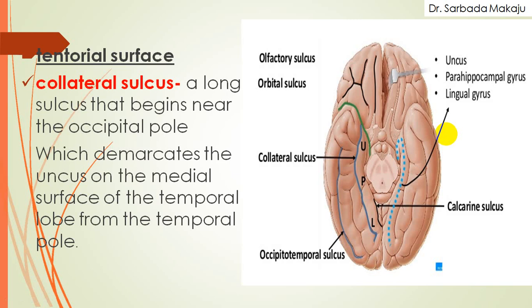Now the temporal surface. This portion, which I have already told you, is known as the temporal surface. Within this temporal surface, medially, there is a sulcus known as the collateral sulcus. It begins near the occipital pole, and it is a long sulcus which demarcates the uncus on the medial surface of the temporal lobe from the temporal pole. This portion is known as the uncus, and this portion is known as the parahippocampal gyrus. This portion is known as the lingual gyrus.